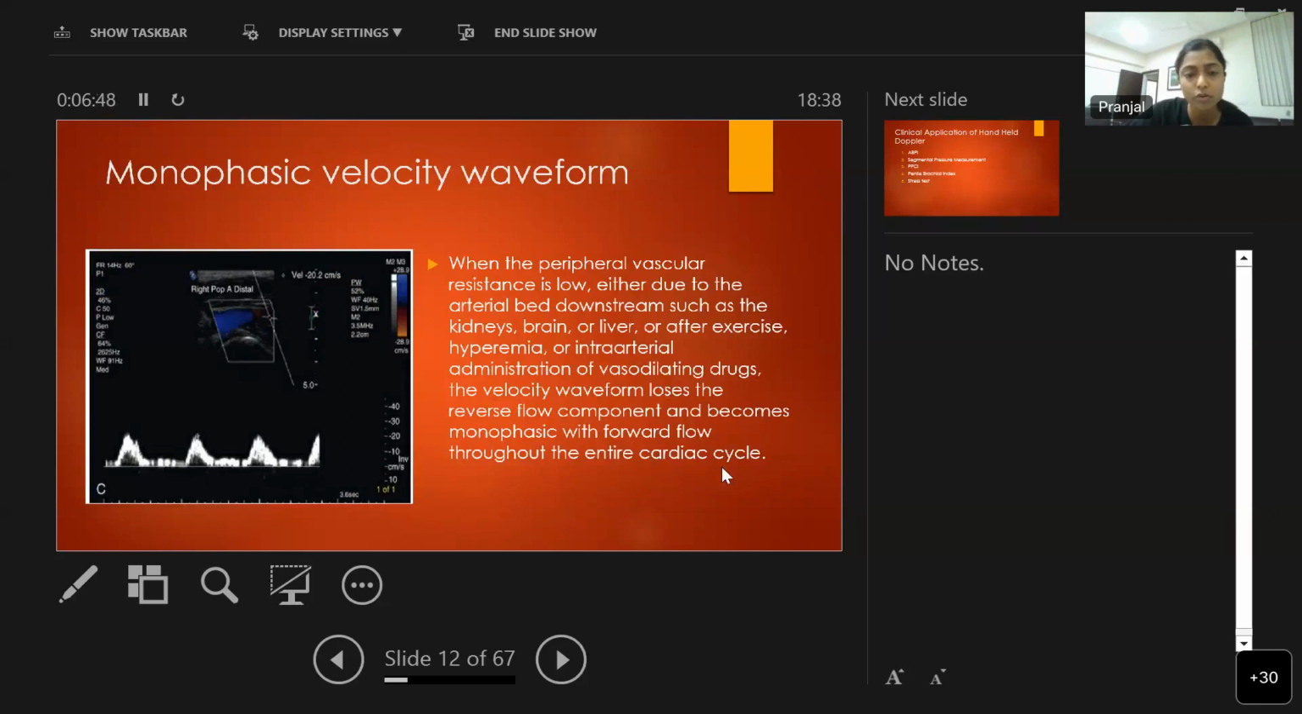From the forward flow throughout the cardiac cycle. This occurs normally when it is in areas where it should be biphasic or triphasic. In those areas, when it becomes monophasic, it is an abnormal waveform.